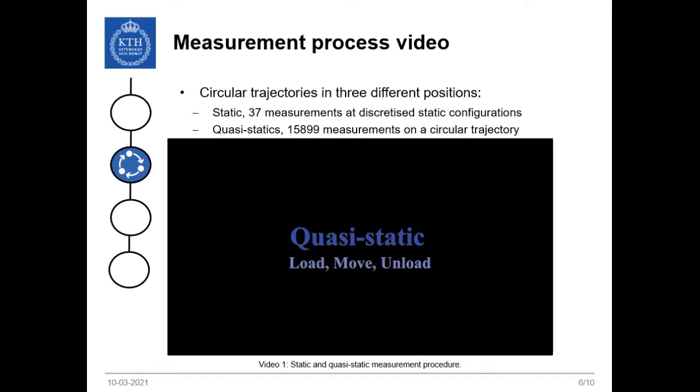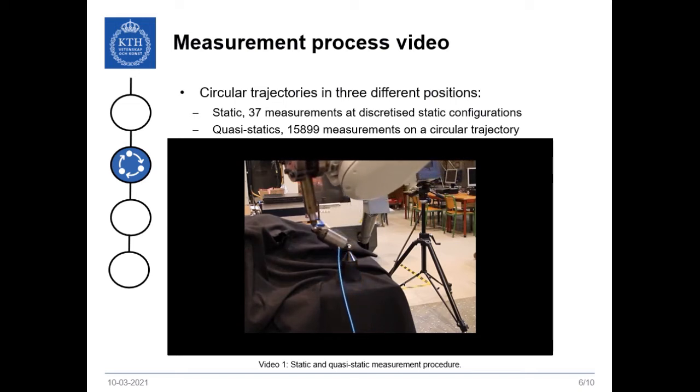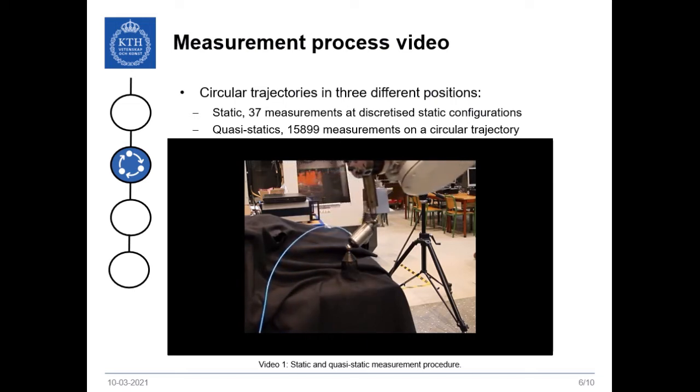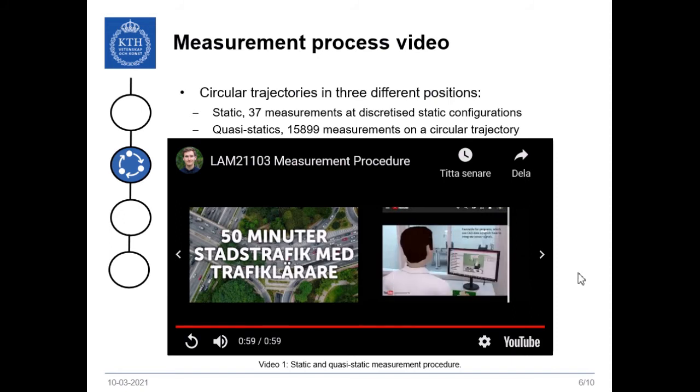Then, in the quasi-static case, the robot is loaded, it moves along the trajectory, and only once it has concluded the circular trajectory it is unloaded again. In this case, the manipulator moves twice clockwise about the circular trajectory that we have measured, with an angular overshoot of 180 degrees to exclude transient effects from the measurement data. The Cartesian velocity of the robot is 50 mm per second in this case.